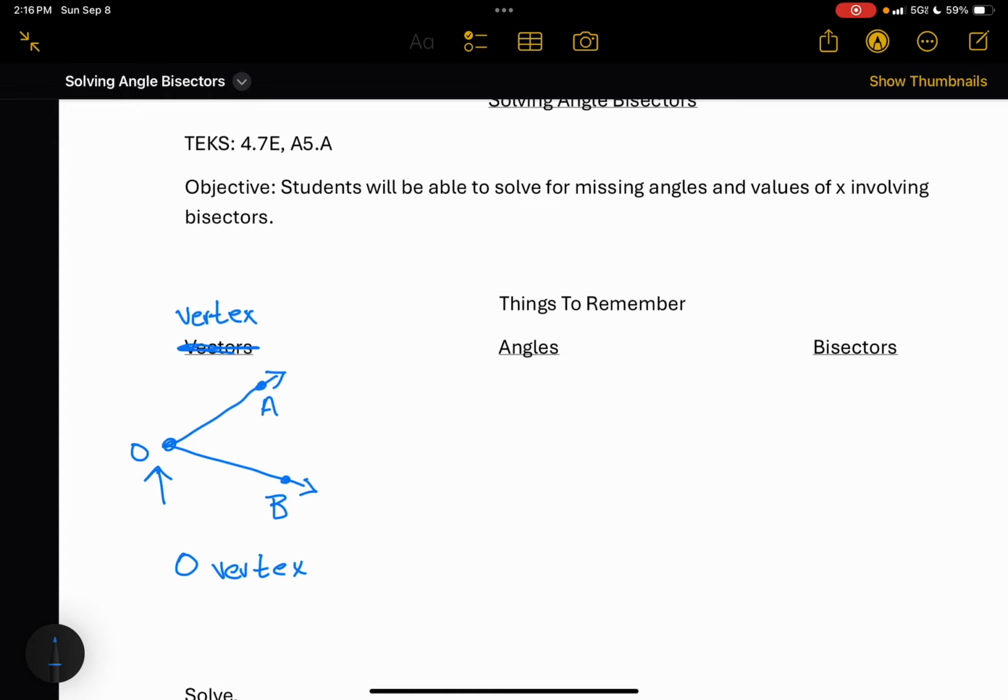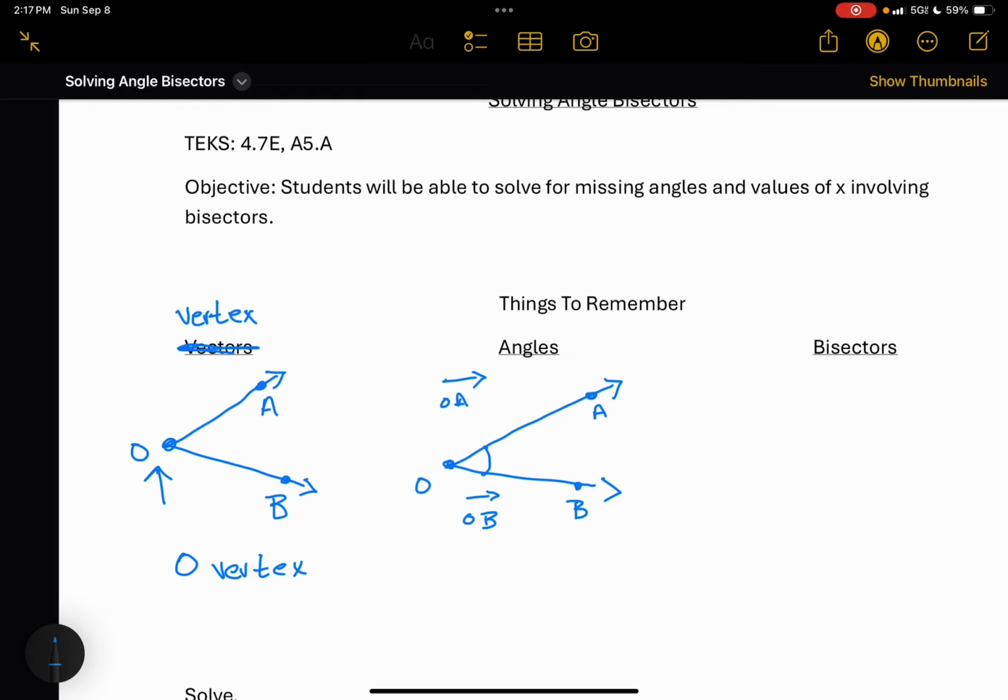We have rays that make up our angles. So again, if I had my vertex there at O, and I have a point out here at A, that is ray OA. And out here at B, this would be ray OB. You always start at that vertex and work your way out, so you're going out the direction of that other line.